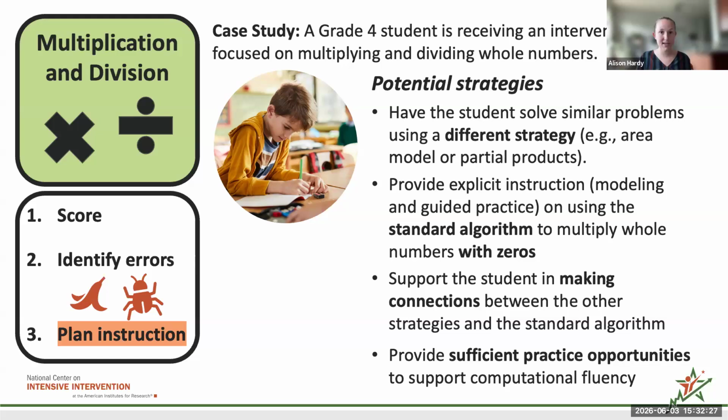And if that's the case, I think we could have the student practice using a different strategy and then help them make connections between that secondary strategy and the standard algorithm so that there's not so much mishap in between the two. We can, and we always go back to this, provide that good explicit instruction, that modeling and guided practice on using the standard algorithm to multiply whole numbers with zeros. And absolutely, we need to provide sufficient practice opportunities to support computational fluency.